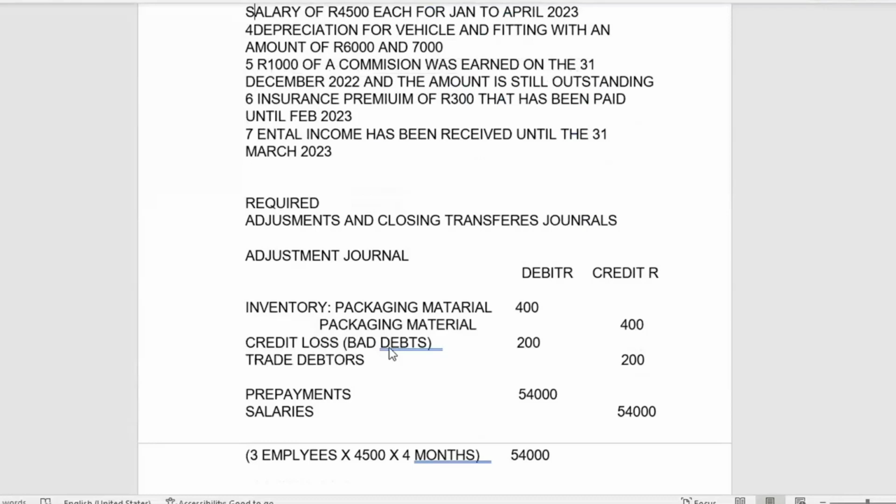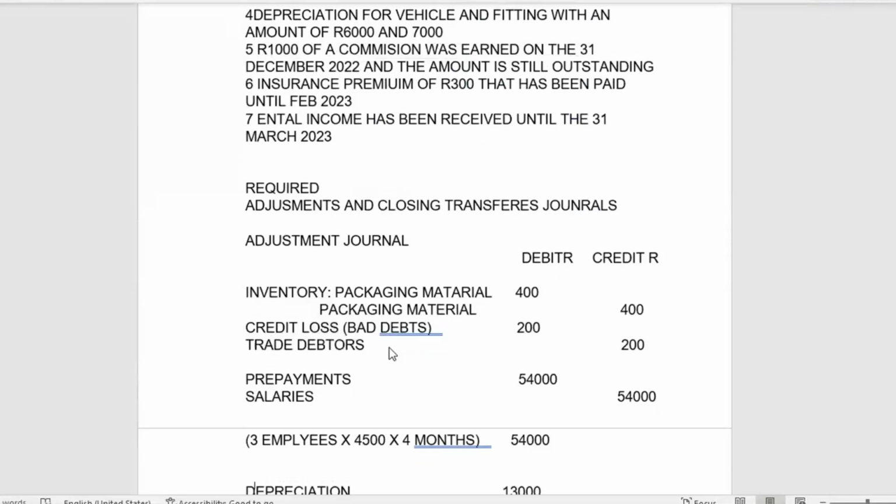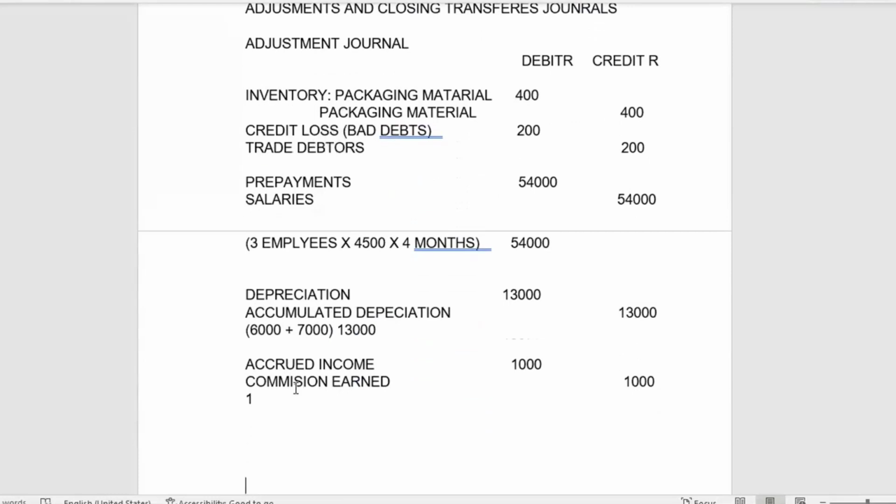Insurance premium of 300 Rand has been paid up until February 2023. Zani, what's your take on this? It's prepayments. Prepayment, that's correct. The amount? 300. Prepayment is actually the debited account. The contra allocation account will be insurance. Do we agree? Okay. So you will debit your 300.